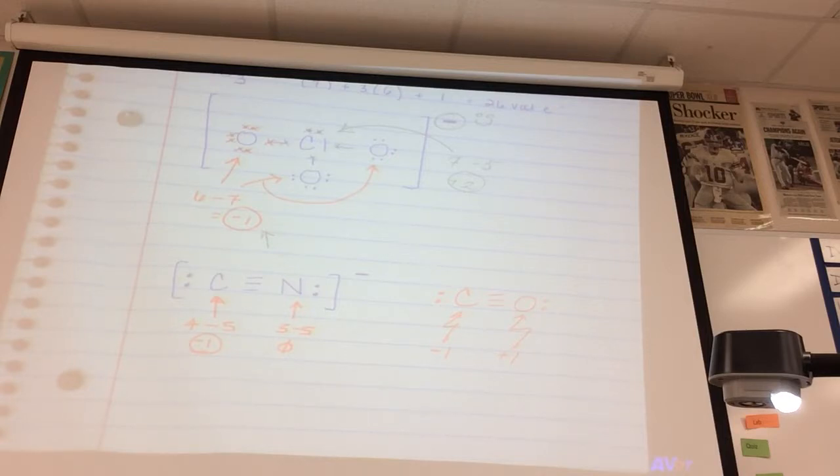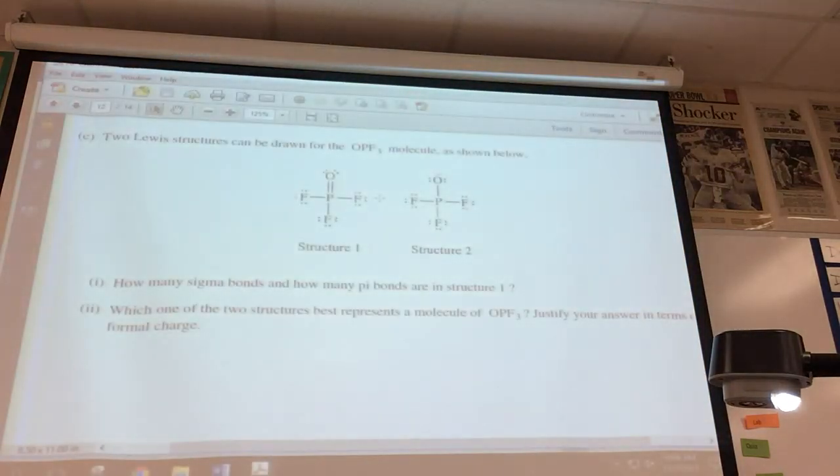In 2005, they had a cutesy little question right here. It says 2 Lewis structures can be drawn for OPF3 as shown. They provide you with structure 1 and structure 2. Sigma and pi you'll know how to do next time. It says which one of the 2 structures best represents a molecule of OPF3. Justify your answer in terms of formal charge. What do you think?